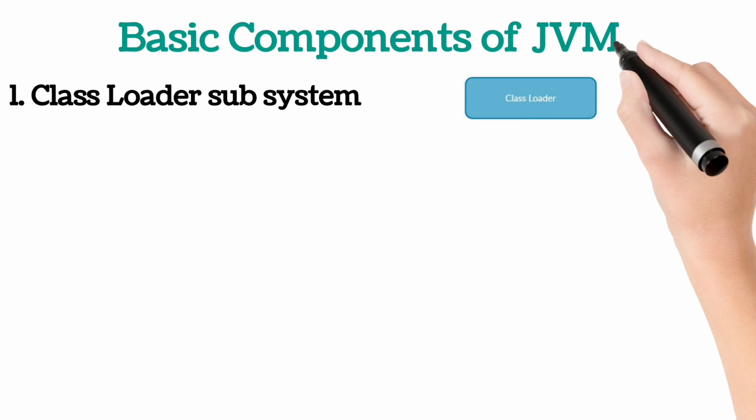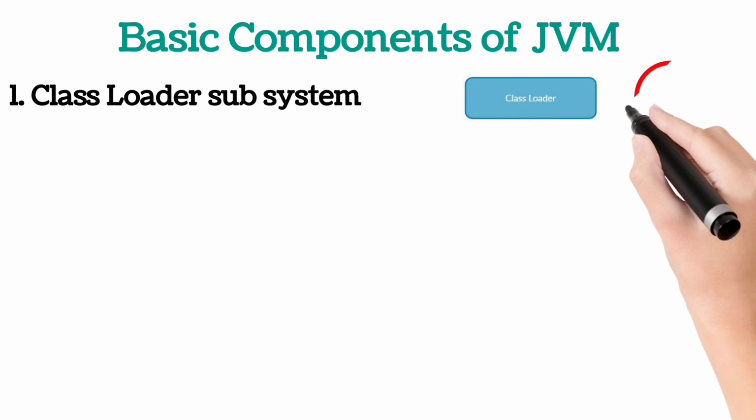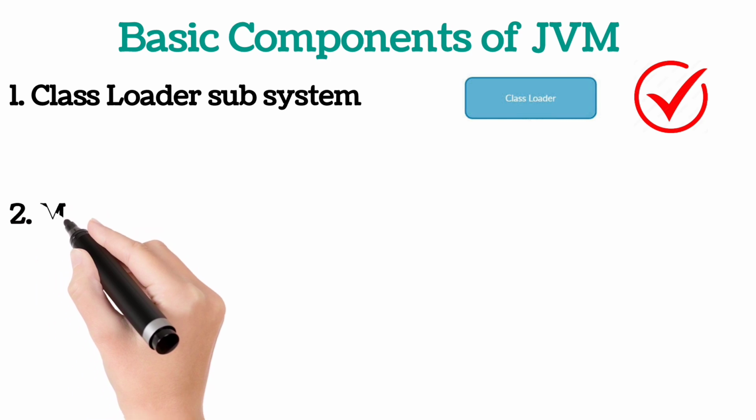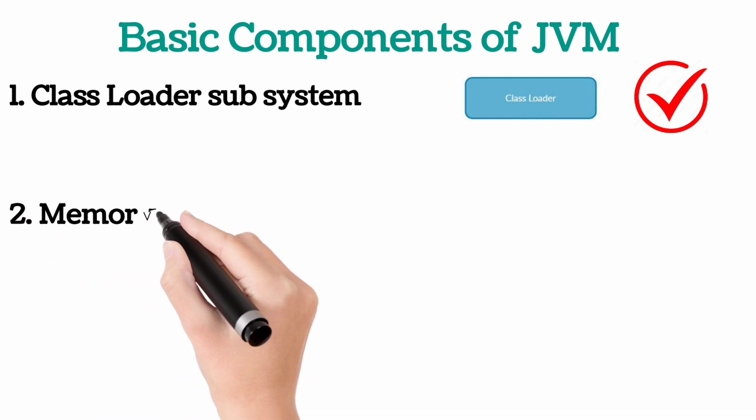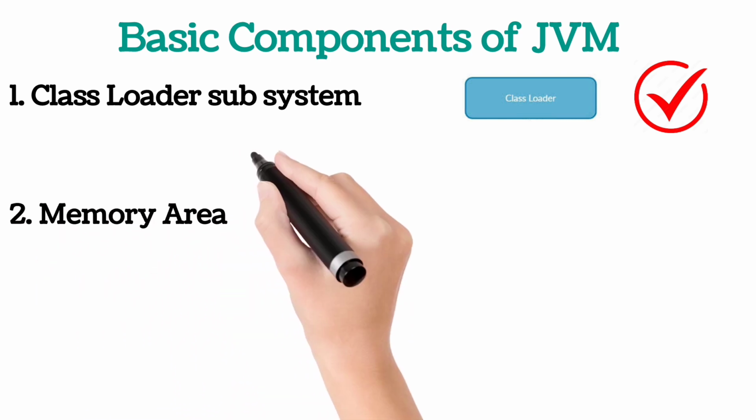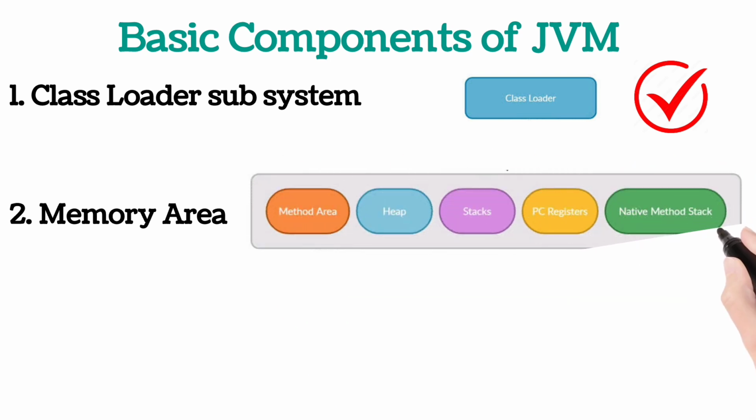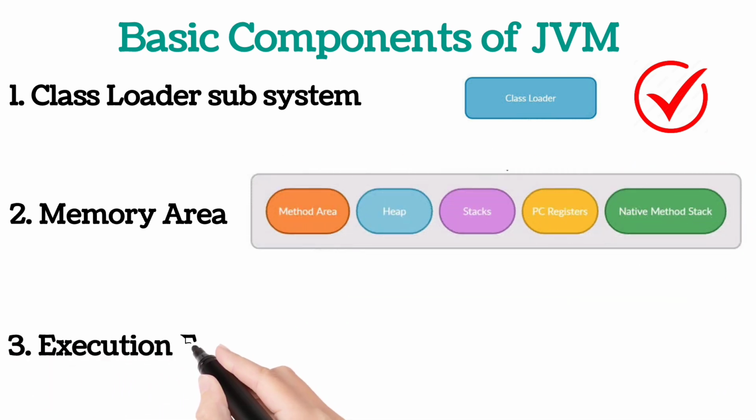Now we have covered our first component, the class loader subsystem. In our next video, we will discuss the memory area, which has 5 components. Third one is the execution engine, which has 3 components.